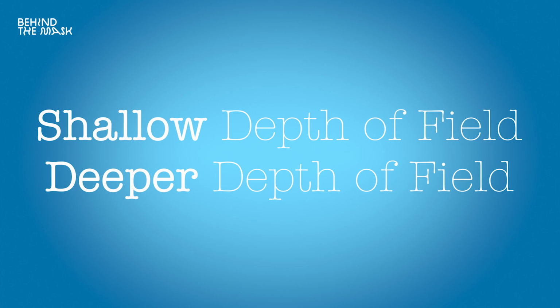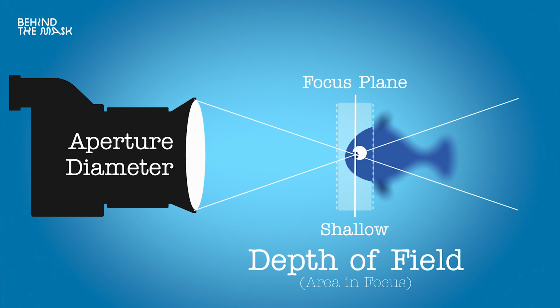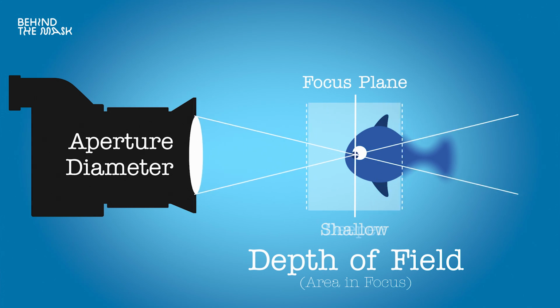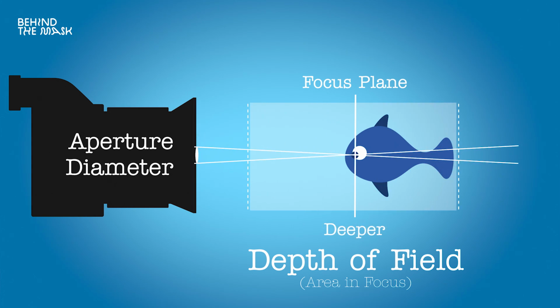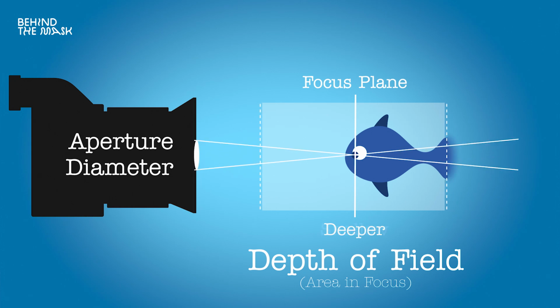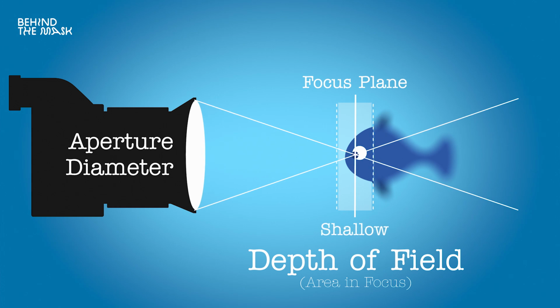And there's two different terms for depth of field. There's a shallow depth of field and there's a deeper depth of field. A shallow depth of field means the area that is in focus, that is sharp, is very small. And a deeper depth of field means you have an overall bigger area in the image that is sharper. So having a shallow depth of field means you're going to have a tight area that is in focus and the rest in front and the rest behind is going to be out of focus.